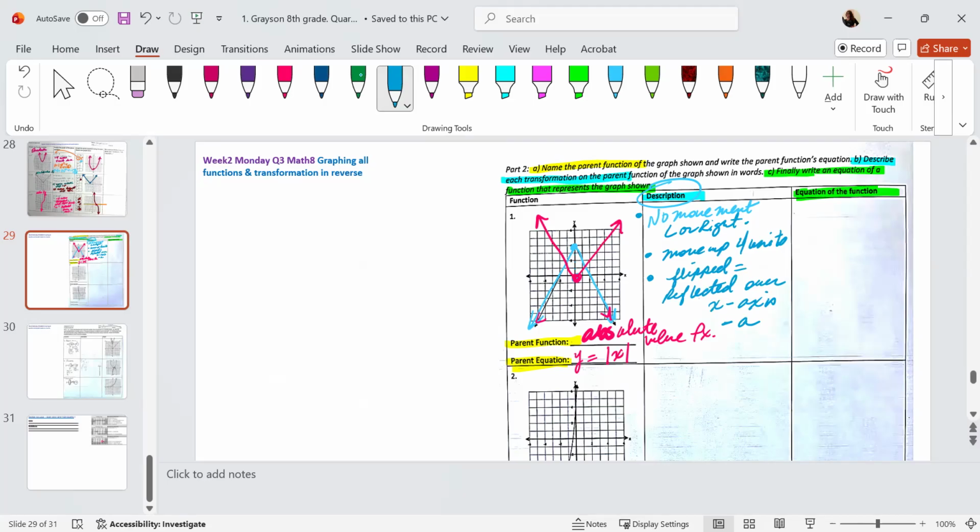Equation of the function. What would your equation look like? Remember, the equation is going to be a times absolute value of x minus h, plus k. If you move 4 units up, where do you replace the 4 at?